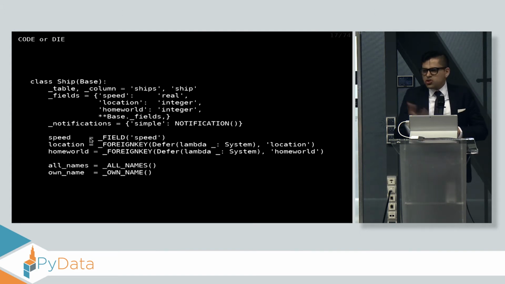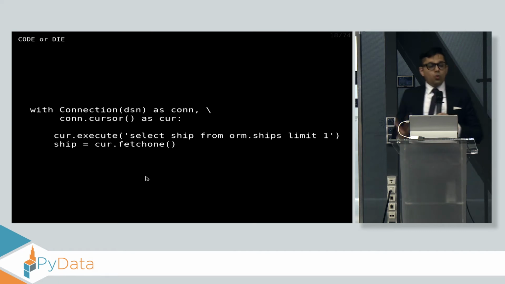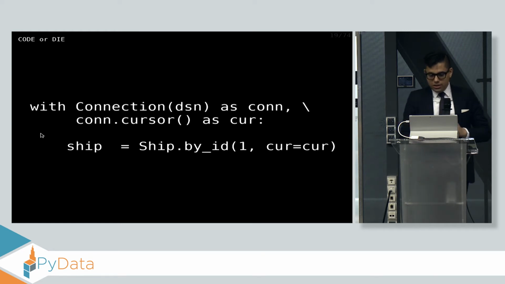It's all kind of an uglier version of a normal ORM, where I have some foreign keys, some normal fields that are just properties, and some other methods. The neat thing I can do is select from the database and get a Python object out. So this thing, ship, is not a tuple, it's not anything else, it's an actual raw Python object. And I can also do things like ship.byId and pull it out by ID instead of using a raw query.